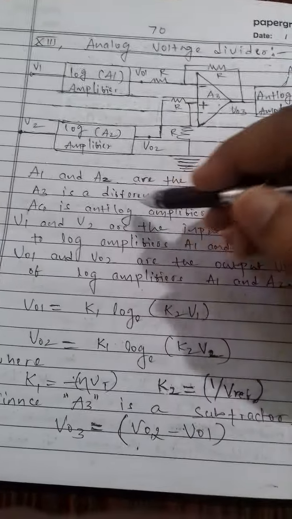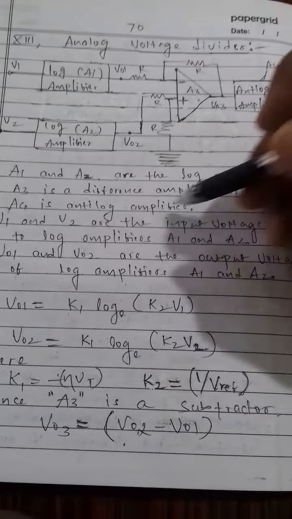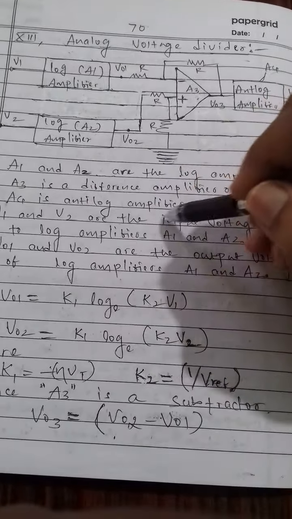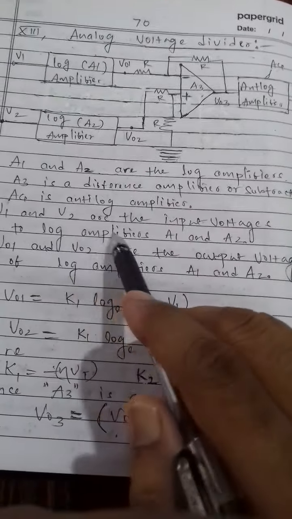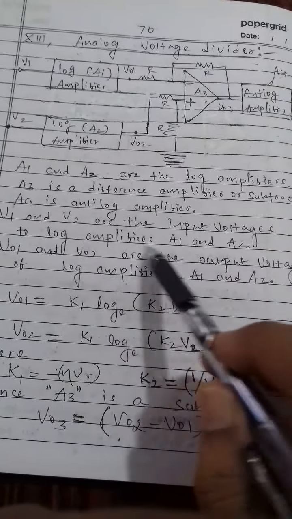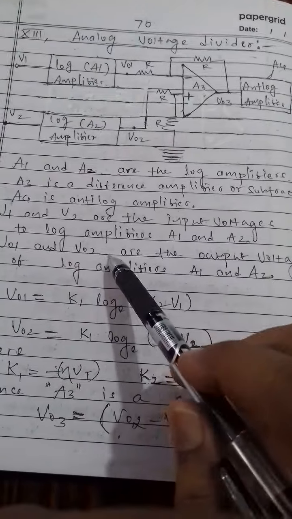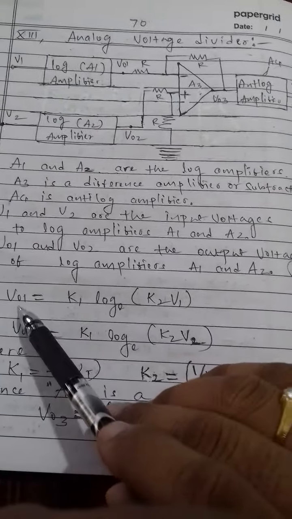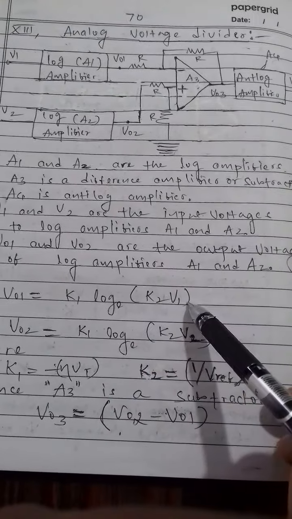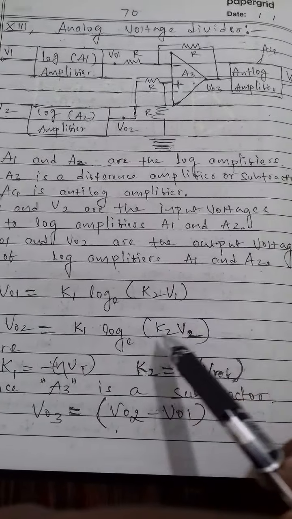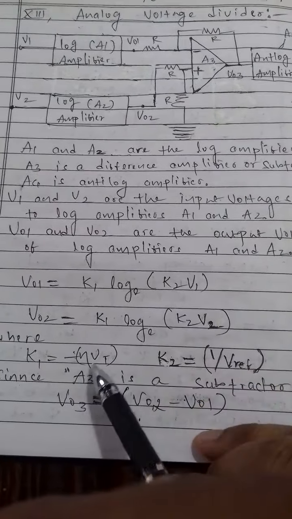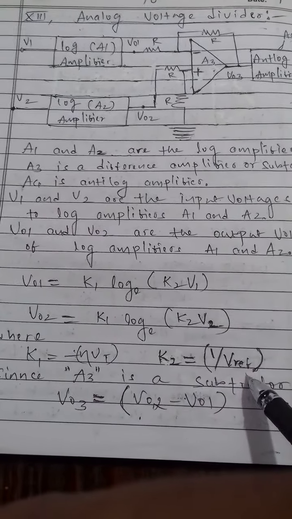Okay, A1 and A2 are the log amplifiers, A3 is a difference amplifier or a subtractor, A4 is the anti-log amplifier. V1 and V2 are the input voltages to log amplifiers A1 and A2. VO1 and VO2 are the output voltages of the log amplifiers A1 and A2. VO1 is equal to K1 log of K2 V1. VO2 is equal to K1 log of K2 V2. So that K2 is equal to 1 upon V reference.